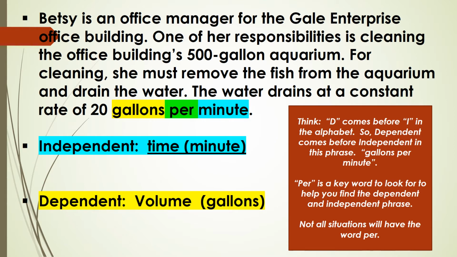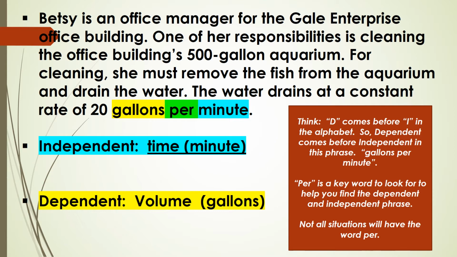Now look over in the bottom right-hand corner. Think about this: D comes before the I in the alphabet. So dependent, which begins with a D, comes before independent in this phrase, gallons per minute. Look at what I have highlighted. Per is a key word that you're going to look for to help you find the dependent and independent phrase. So remember, D comes before the I, and per is a key word.